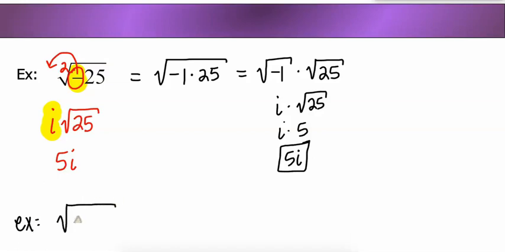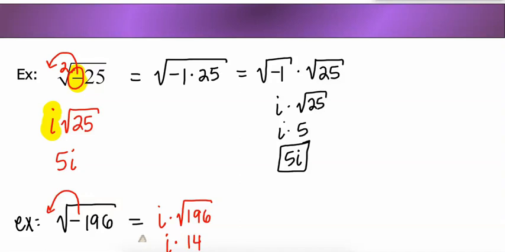The square root of -196. The square root of -196 is i. We take out that negative, that gives us an i times the square root of 196. And the square root of 196 is 14. 14 times i is going to be rewritten 14i.